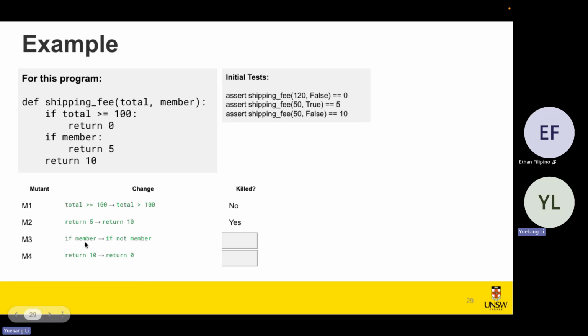What about the third one? Can we kill this mutant with any of the test cases here? And if the answer is yes, which test cases could be used for killing this mutant?